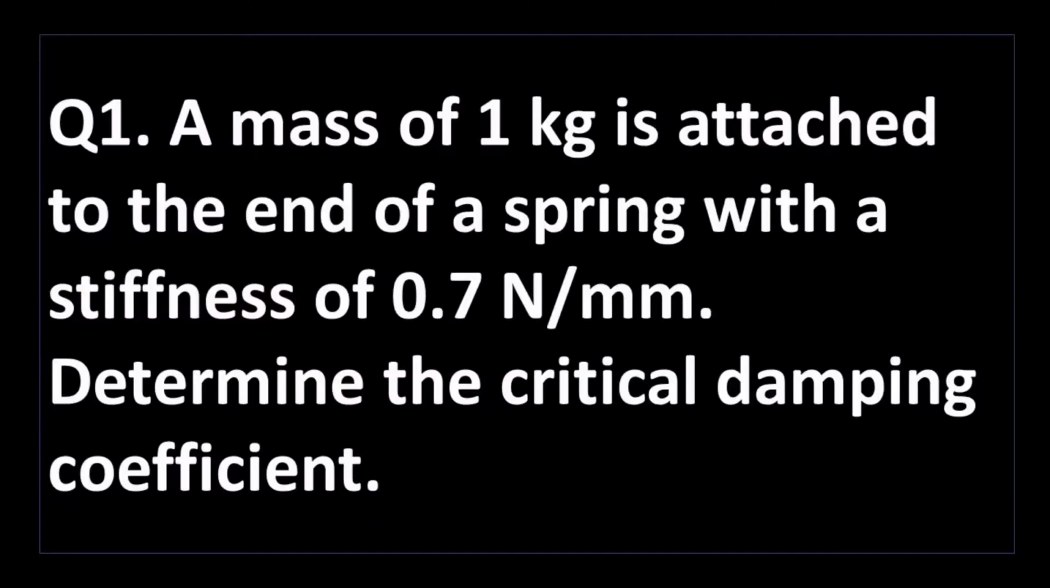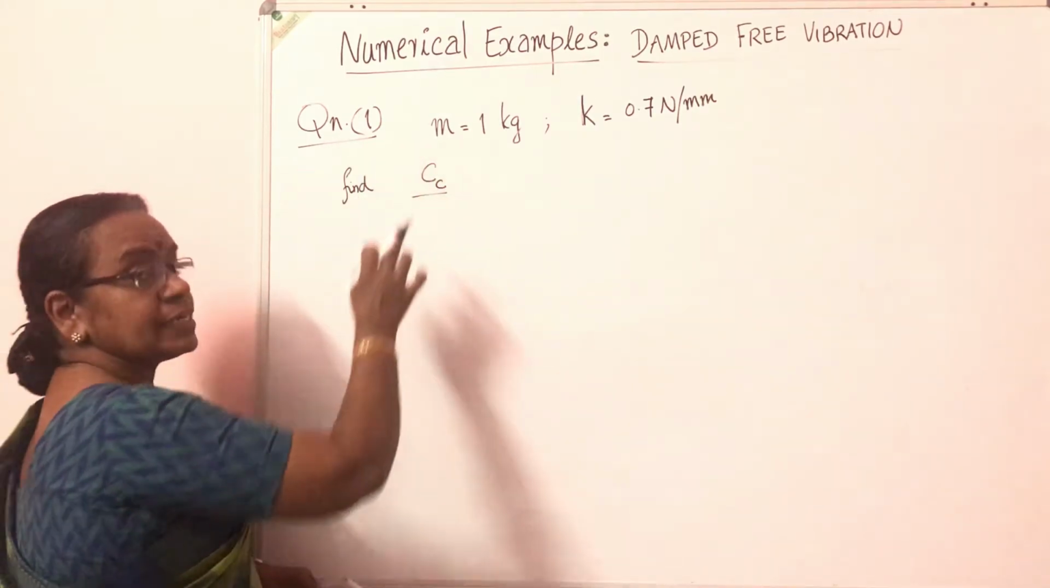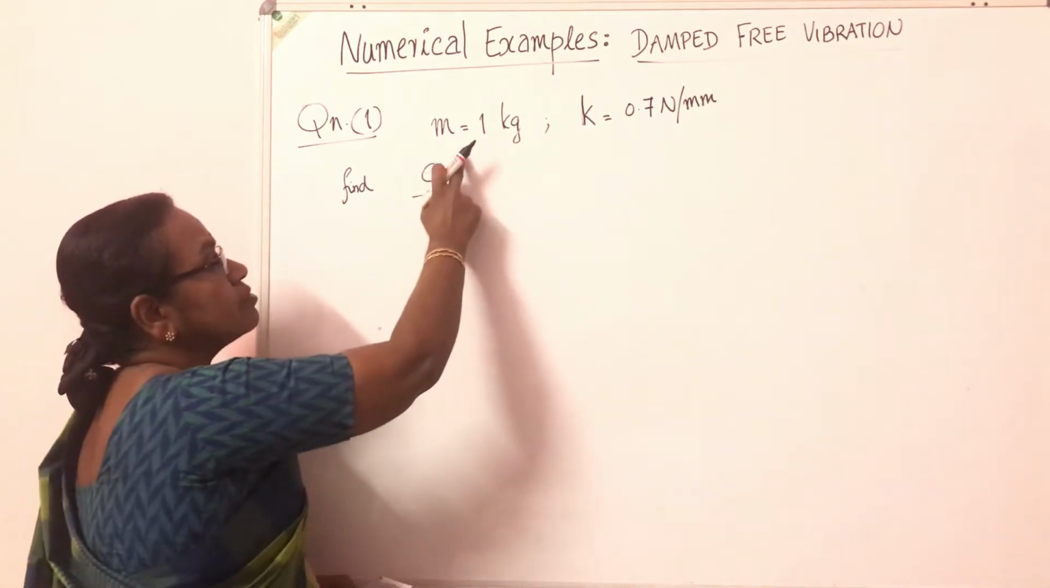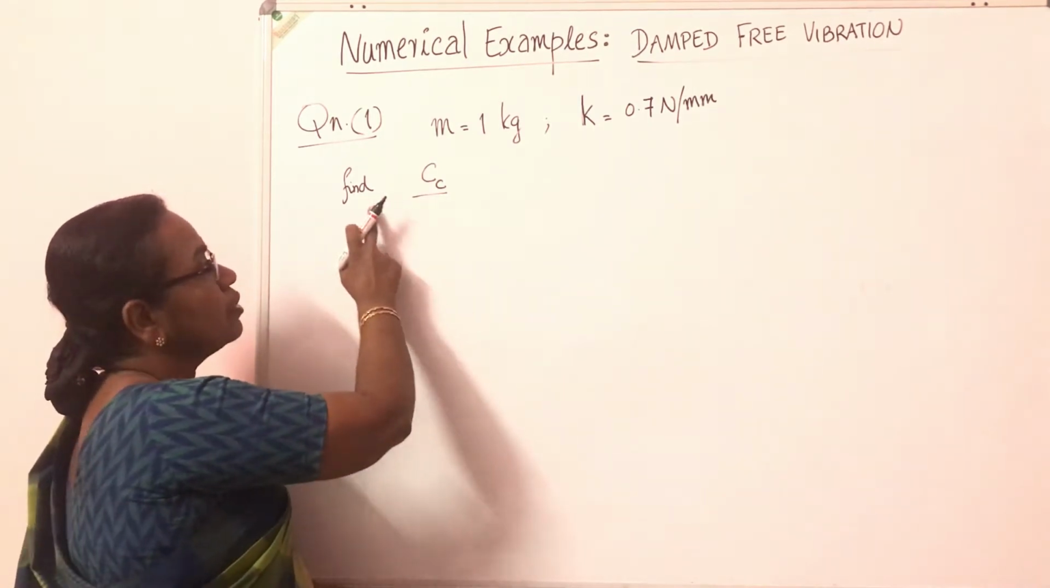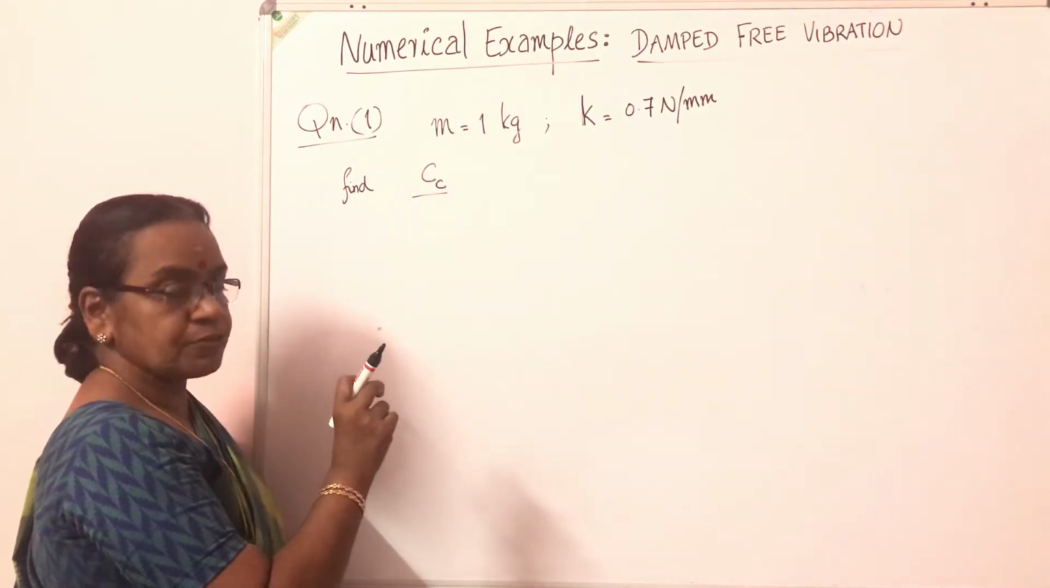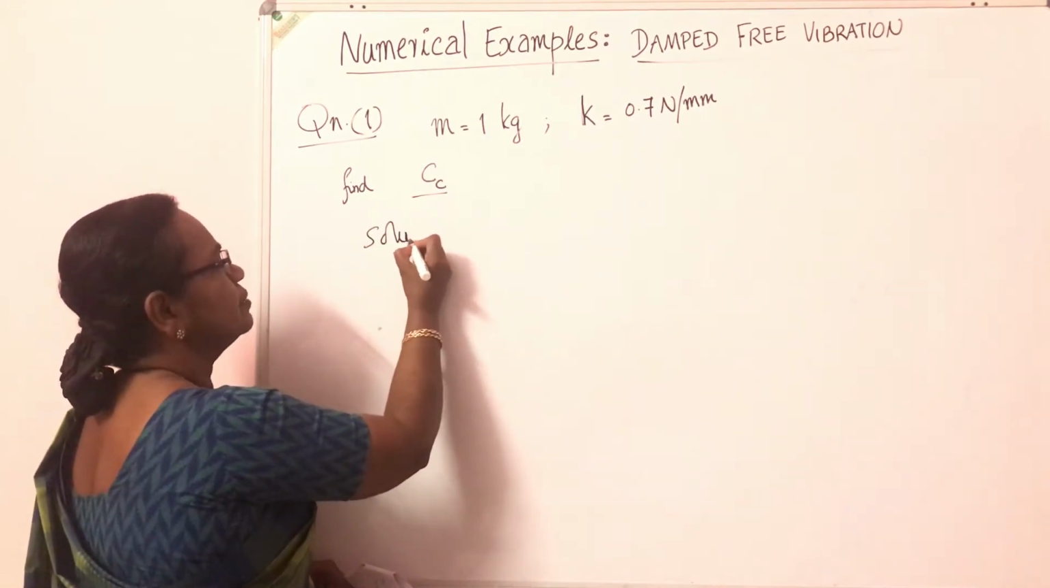Question number 1. A mass of 1 kilogram is attached to the end of a spring with a stiffness of 0.7 Newton per millimeter. Determine the critical damping coefficient. So the data given: mass is equal to 1 kilogram, stiffness of the system 0.7 Newton per millimeter. We are asked to find out the critical damping coefficient. So let us come to the solution part.